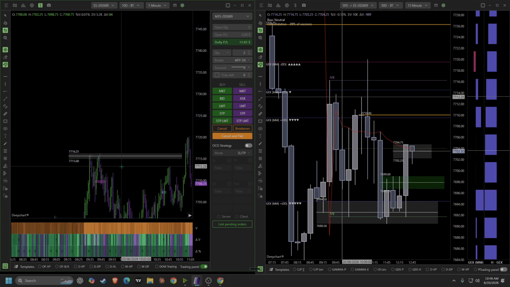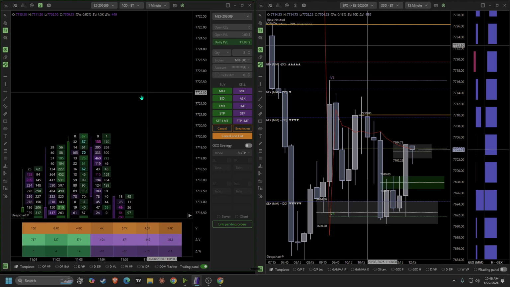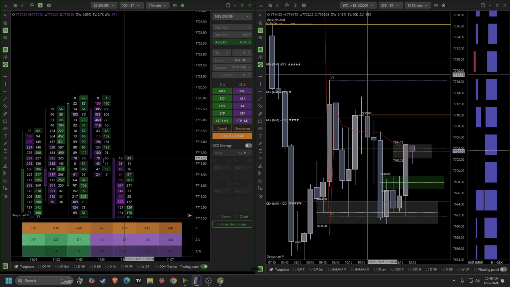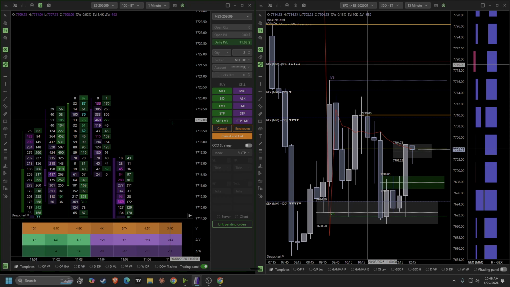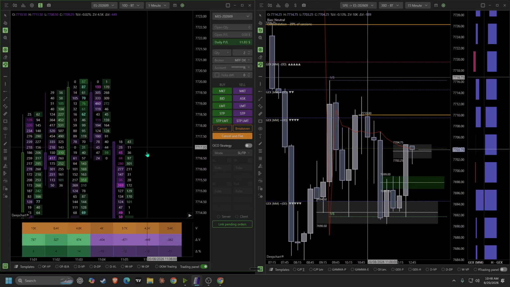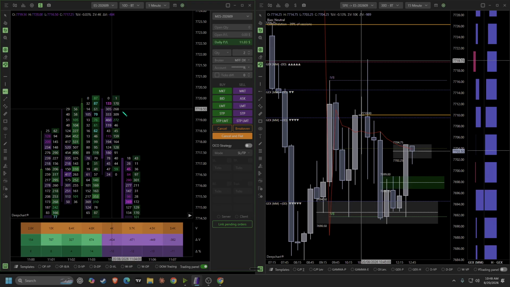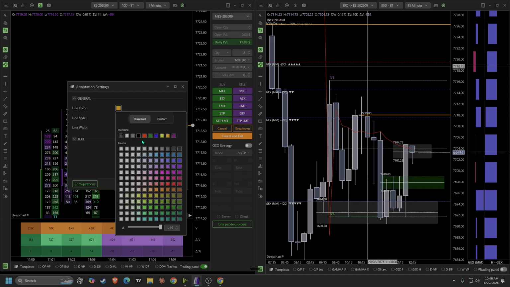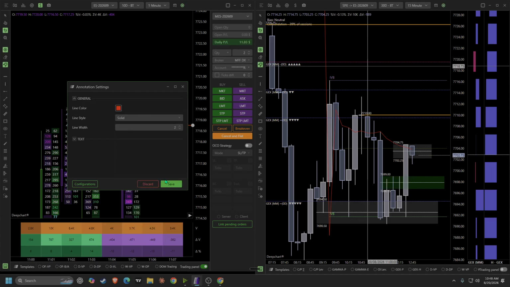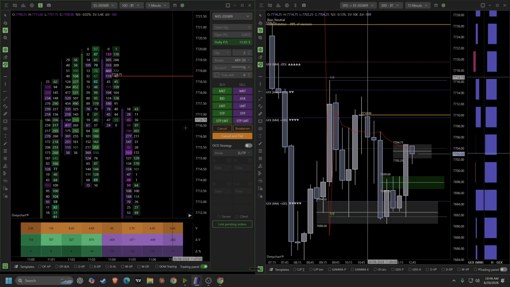So where is our next level to the upside? Where buyers got absorbed, sellers stepped in, 450 pushed the price down, 369 pushed the price down. Buying here, so our next battle could be somewhere around here. We've got this 460 aggressive selling node.